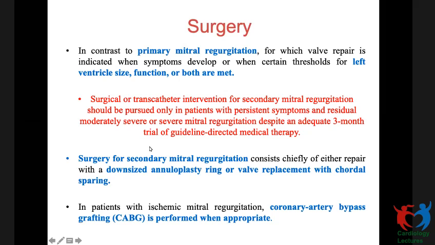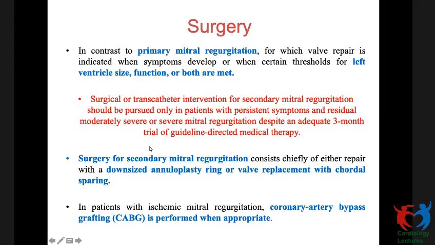In contrast to primary mitral regurgitation, for which valve repair is indicated when symptoms develop or when certain thresholds for left ventricular size, function, or both are met, this is very important in case of functional. Surgical or transcatheter intervention for secondary mitral regurgitation should be pursued only in patients with persistent symptoms and residual moderately severe or severe mitral regurgitation despite an adequate 3-month trial of guideline-directed medical therapy.